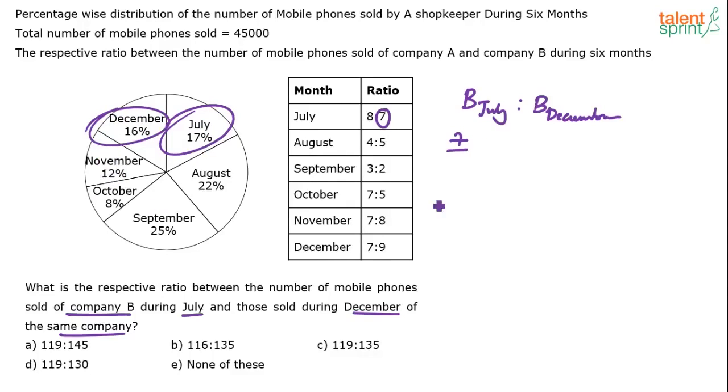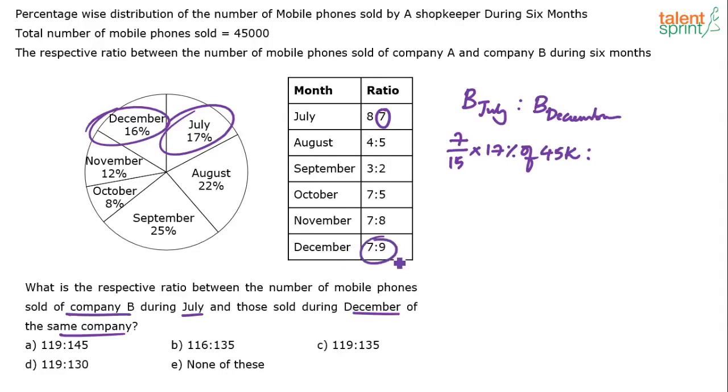First, write down everything numerically and then see what all can be cancelled, because a lot of time can be saved by doing the cancellations instead of doing the complete calculation. So B in July will be as follows. B is 7 parts out of total 15 multiplied by 17% of 45,000. Now look at December.